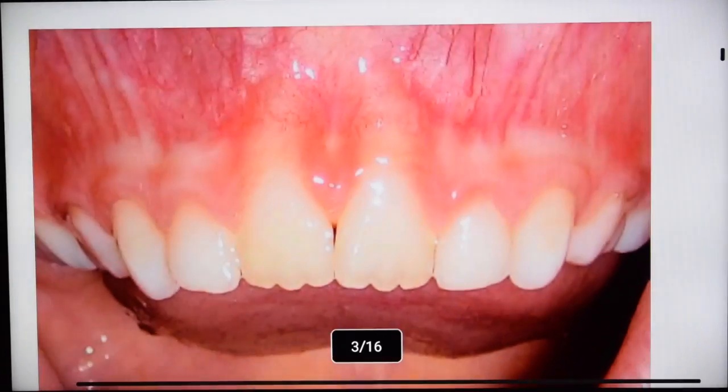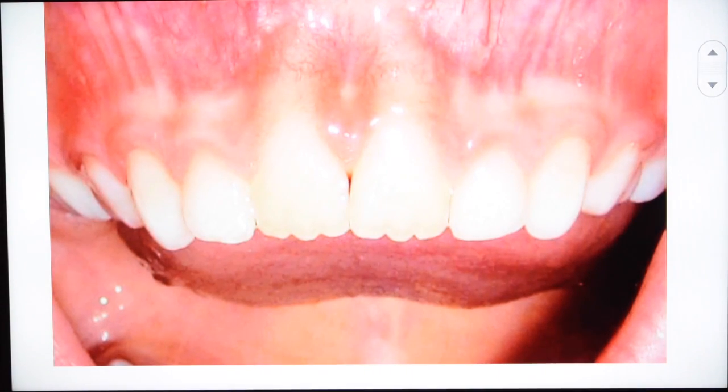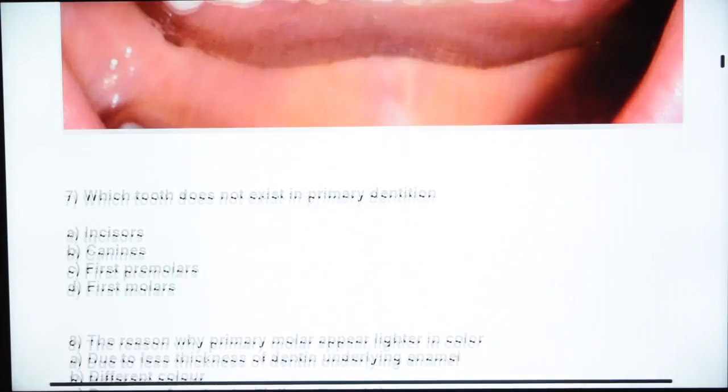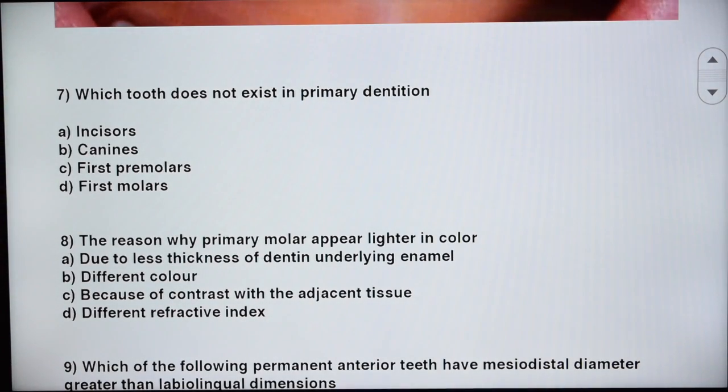So in this image, you can see mamelons in relation to the central incisors, which are 3 rounded protuberances representing each lobe: a mesial lobe, a distal lobe, and also a central lobe. A lingual lobe is usually represented by the cingulum, right? And these mamelons get attrited with time, as a result of which the incisal edge appears flatter as age progresses because of attrition. And coming to the next question, which tooth does not exist in primary dentition? So obviously it's premolars. Premolars are seen only in the case of permanent dentition.